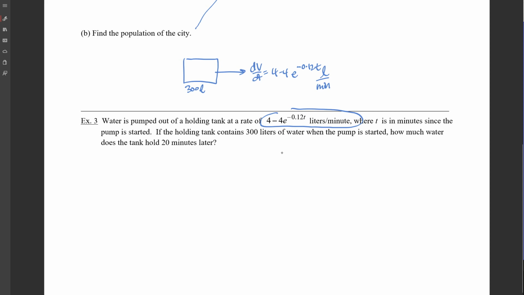So there's several ways to do it, but one way is to say, okay, in 20 minutes, how much water is going to be pumped out of the tank? In 20 minutes, I will have the integral from 0 to 20 of 24 minus 4e to the negative 0.12t. That's how much water I'm going to lose from the tank in 20 minutes. If I started out with 300 liters in the tank, then I subtract this amount, and I should get the answer. Let's go ahead and do this in the calculator.